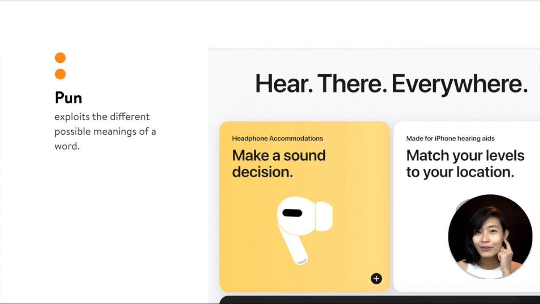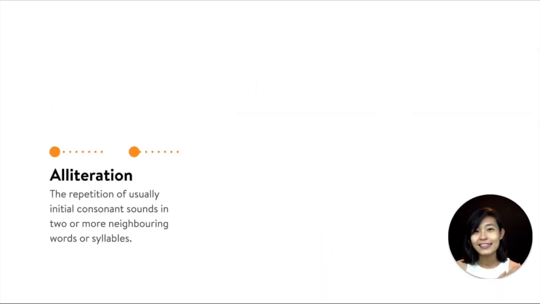Talking about headphones or earphones, basically here, there, everywhere. So there's a play on words here, H-E-R-E and H-E-A-R. And also, if you can see here, make a sound decision. Again, it's a play on words. Very clever.